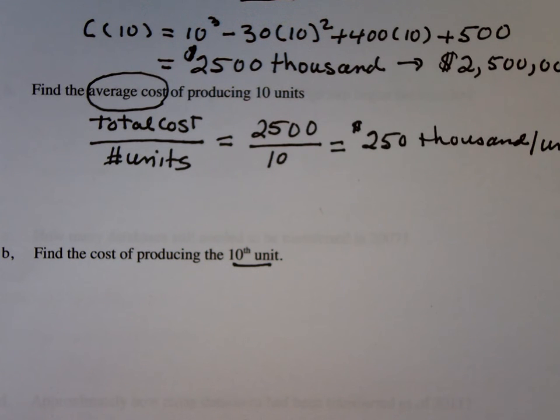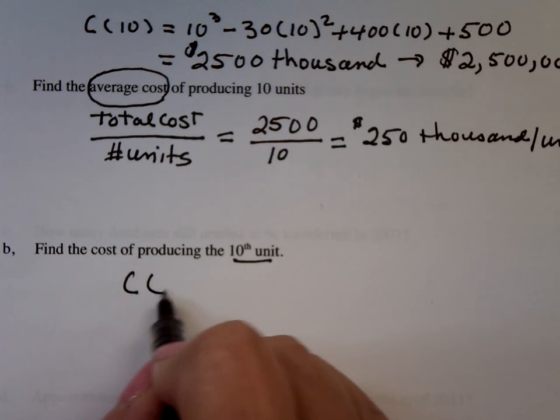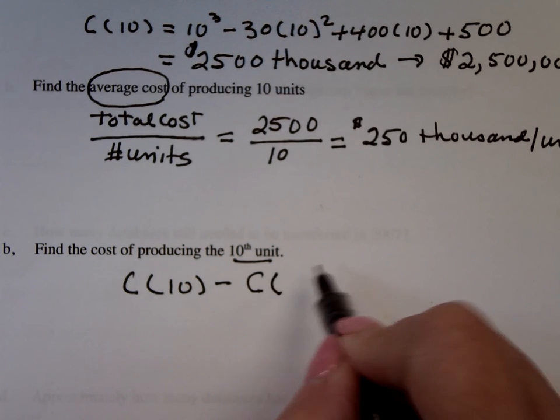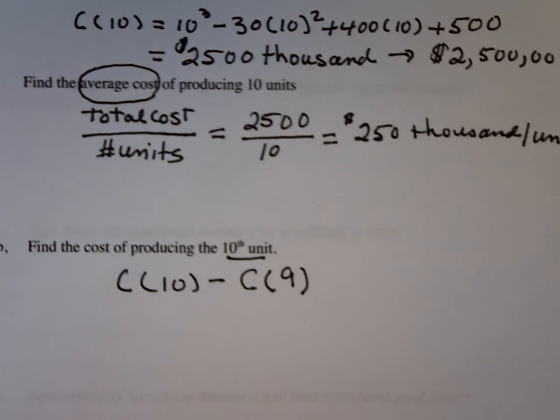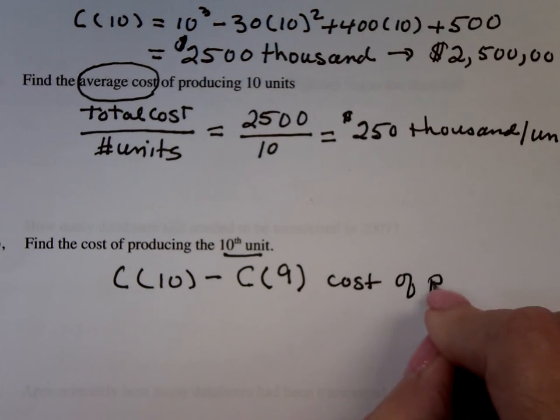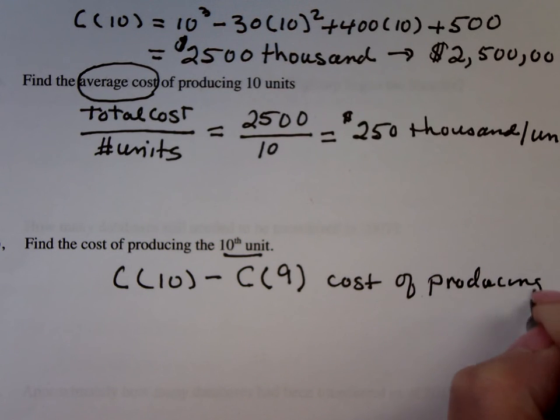That's what's left over, because that's what was added to C of 9 in order to get the total cost of 10, right? So this would be the cost of producing 10 units, subtracting the cost of producing 9 units. That's going to be the cost of producing the 10th unit.